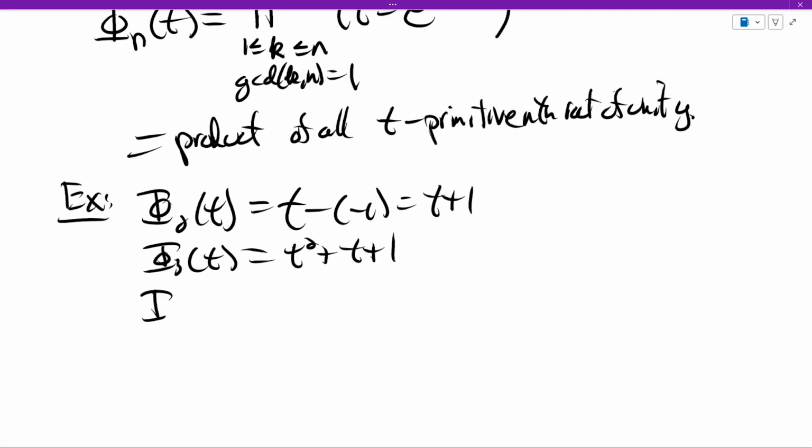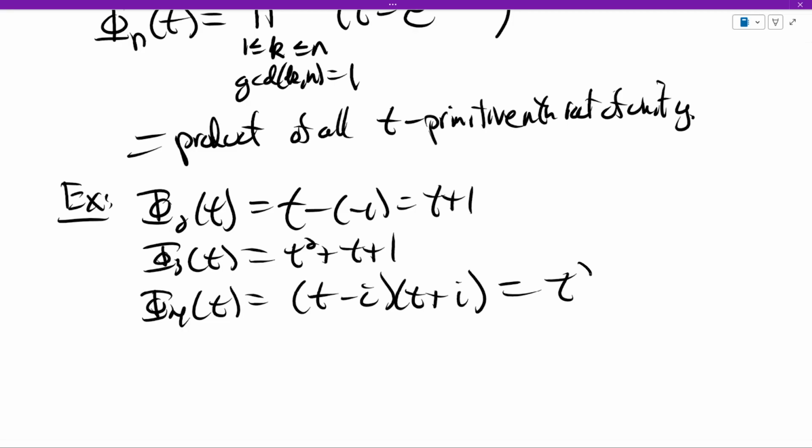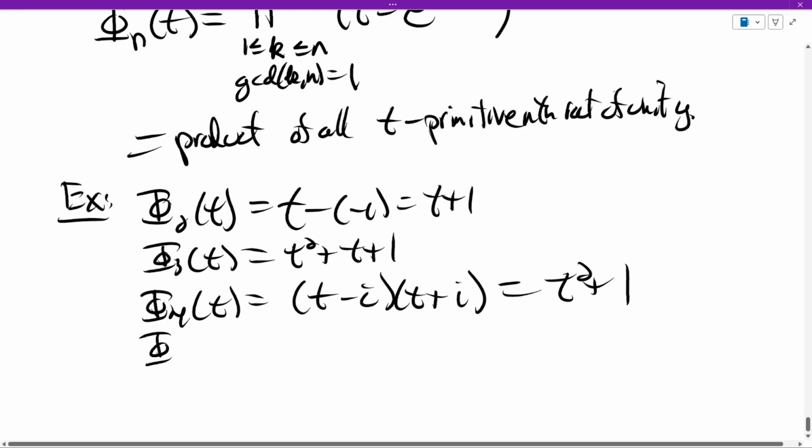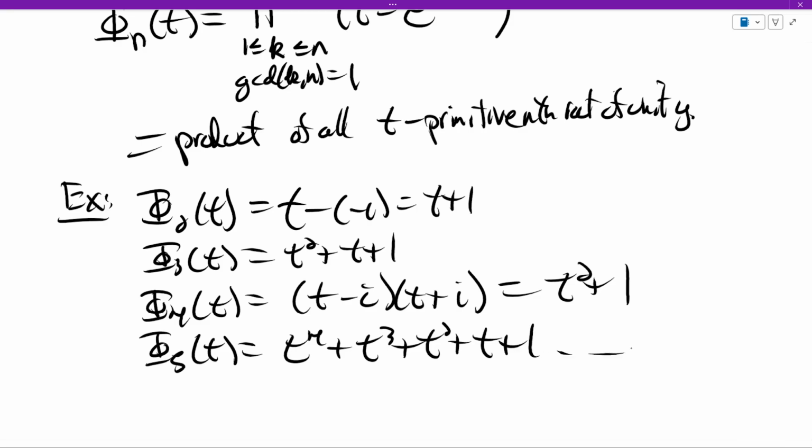Phi 4 of t, well, the primitive fourth roots of unity are plus or minus i. So it's t minus i times t plus i. And if you multiply this out, you get t squared plus 1. And phi 5 of t, you'll find, is t to the 4th plus t cubed plus t squared plus t plus 1, and so on.